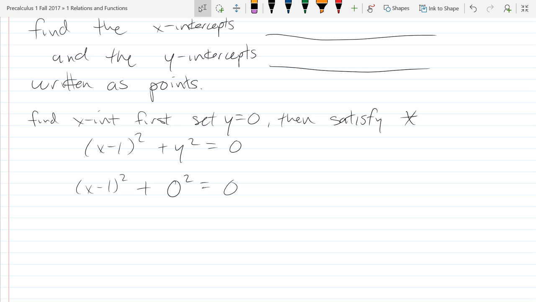So here's a good time to test your algebra skills. So go ahead and solve this. Tell me what x value or values, or if there's no x values, make this true. And this is really just a quadratic. So you've been doing this since your algebra class.